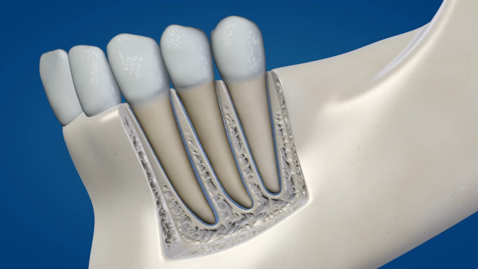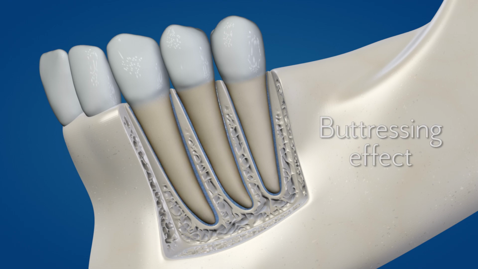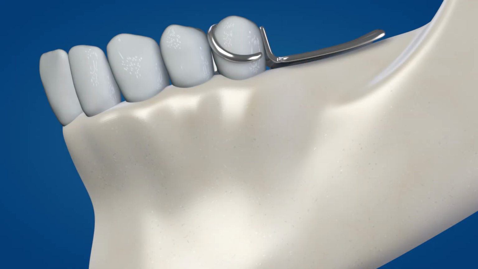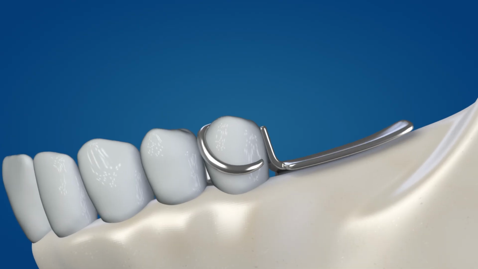Fortunately, this mesially directed driving force is taken up or dissipated not only by the periodontal ligaments of the abutment, but also by the periodontal ligaments of the adjacent teeth. This is termed a buttressing effect, and helps to maintain the health and service of the abutment. From a practical perspective, the reverse circlet clasp assembly is sound.